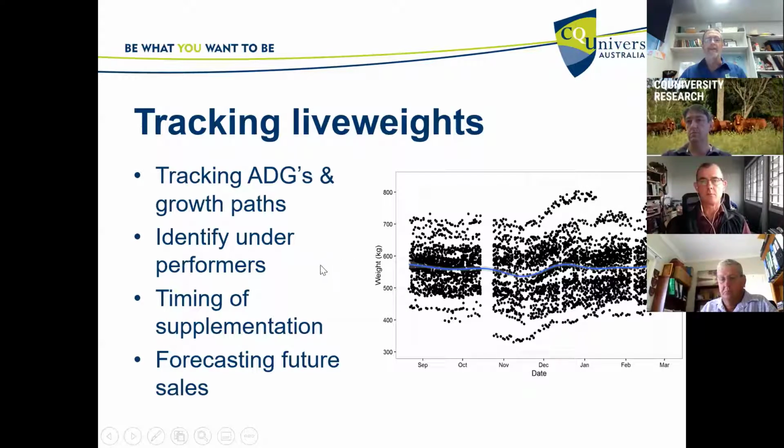Tracking the live weights, to give growth paths, gives good information on individuals and identifying poor performers. And on a mob basis, it's useful for timing of supplementation and also for forecasting turn-off points.